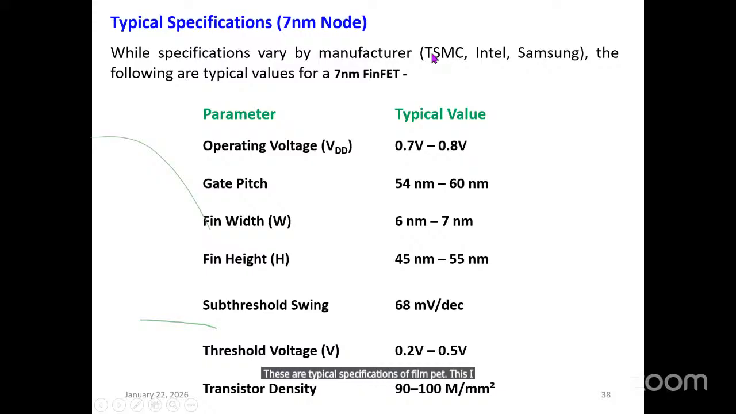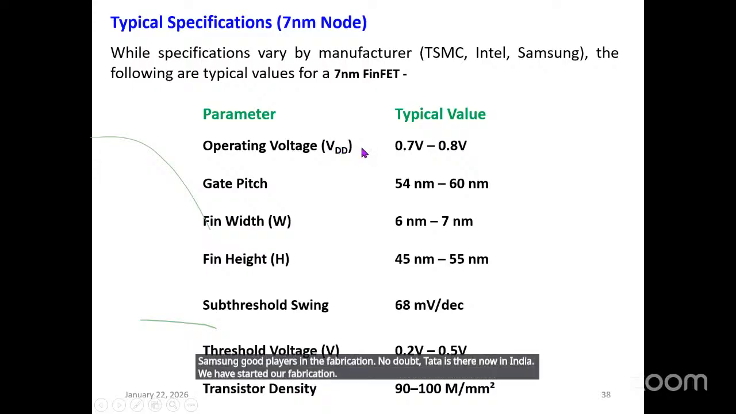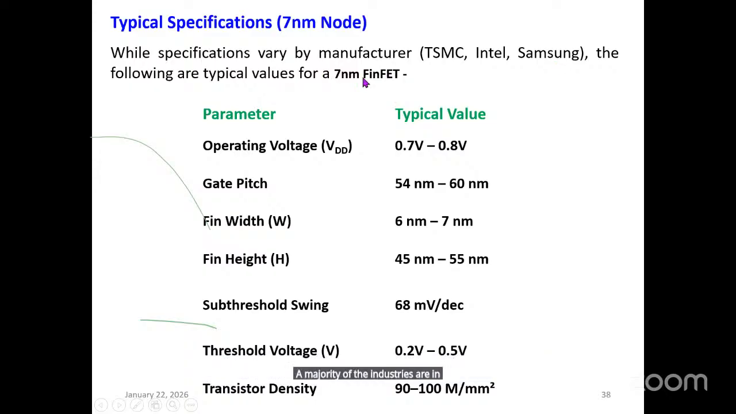This I have taken from TSMC, Taiwan Semiconductor Manufacturing Corporation. Taiwan is very famous, TSMC. Those who are among the audience, if somebody is involved in manufacturing the chip fabrication, then TSMC is a very good solution for them. TSMC, no doubt. Intel, MOSIS is there, no doubt. Samsung, good players in the fabrication. No doubt, Tata is there now in India. We have started our fabrication. Majority of the industries are in Gujarat, and Tata is the main vendor, main contributor into that.